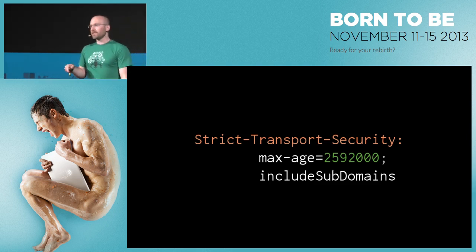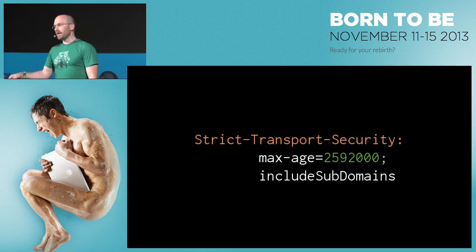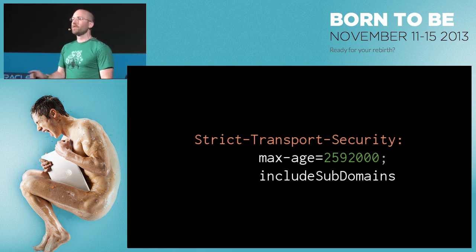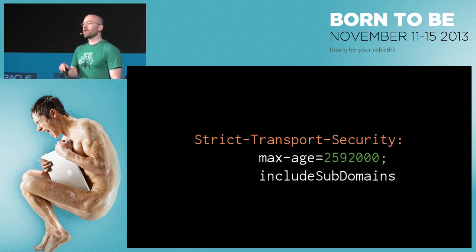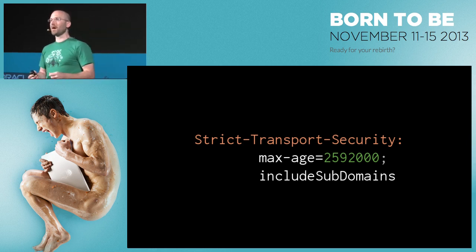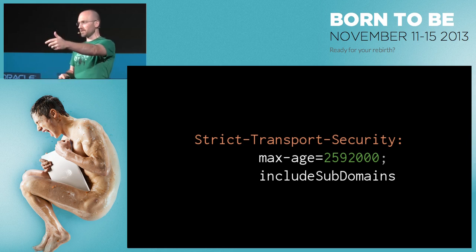Then, once you've done that, ensure that your users only connect to your site over HTTPS. Don't give them the option to connect over HTTP. You can do this by instructing the browser that your website should be protected by strict transport security. And this basically means that anytime I try to connect to HTTP example.com, there will be a transparent redirect locally before I actually touch the network.